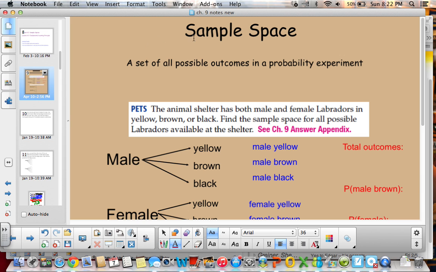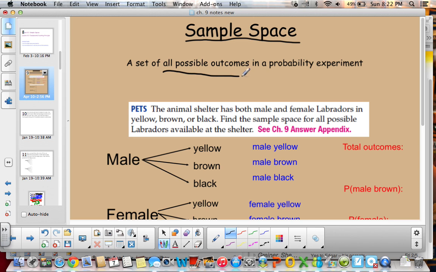And then you can write this word down in your notes called sample space, which is a set of all possible outcomes in a probability experiment. So you'll want to write this down, maybe underline sample space. So it's all the outcomes that could happen in a probability experiment.